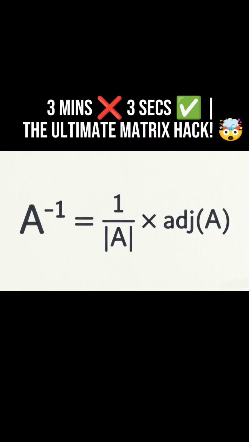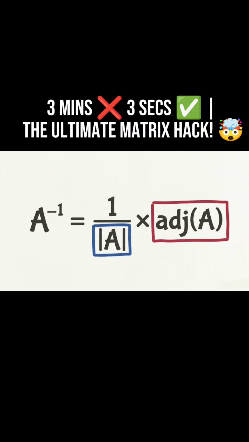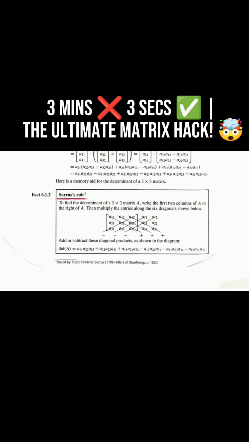To find the inverse of any matrix, we only need 2 components: the adjoint matrix, which sits in the numerator, and the determinant, which sits in the denominator. This reference shows Sarrus's rule, a visual shortcut for calculating the determinant.